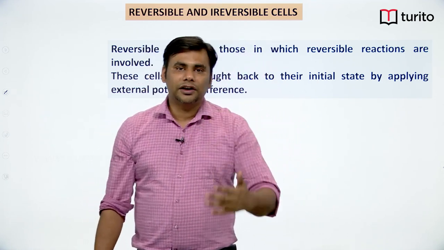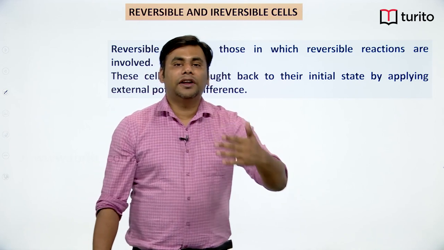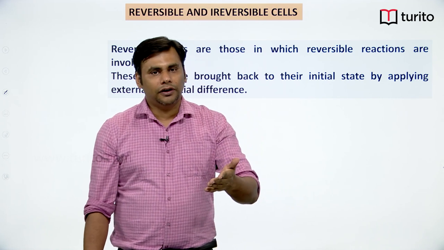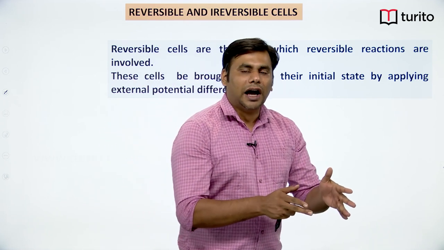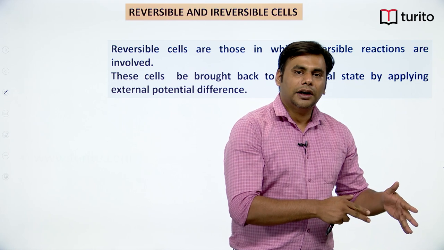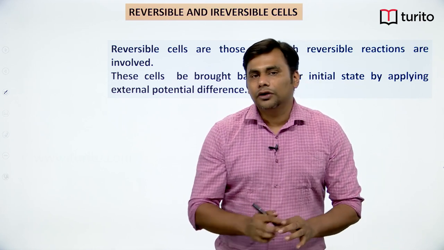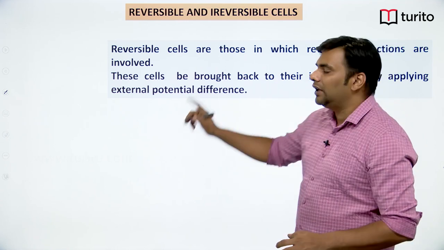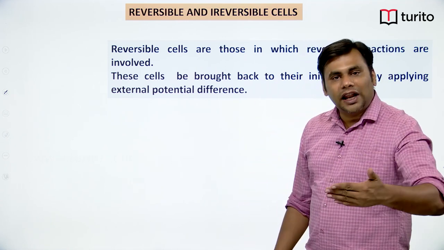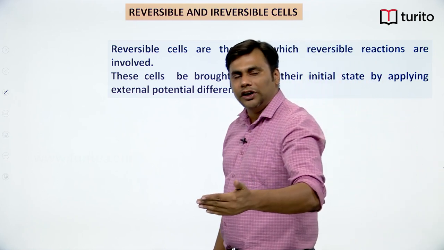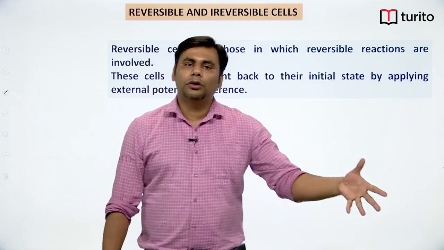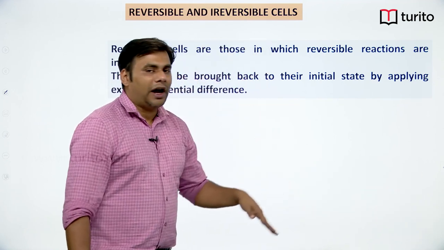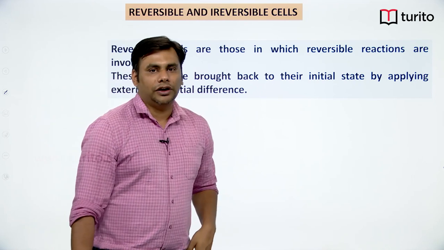Now suppose the external battery has an EMF greater than 1.1. So what would happen if the EMF is greater than 1.1? The reaction that was happening at the anode would now become the cathode. We say that reversible cells are those in which reversible reactions are involved, so reactions can be reversed. If we apply a greater potential, the reaction will get reversed, so the anode will become cathode and cathode will become anode. These cells can be brought back to their initial state by applying the potential difference.